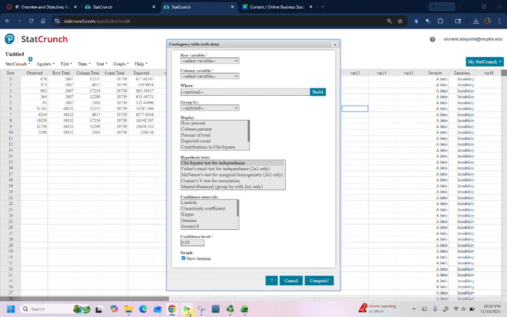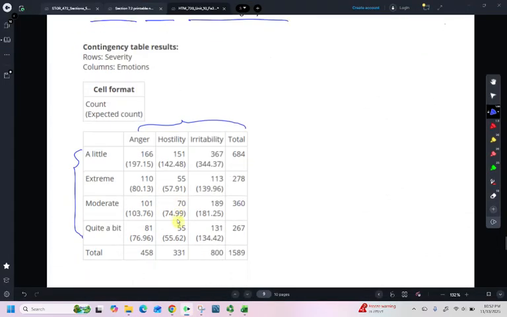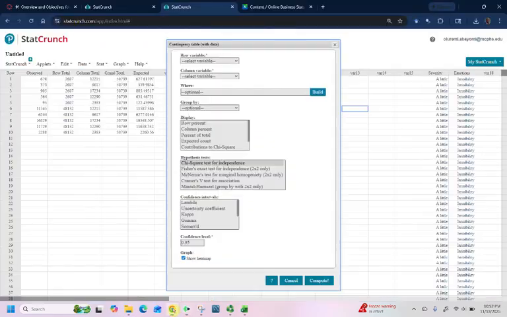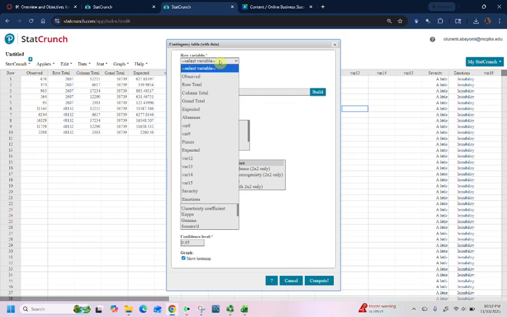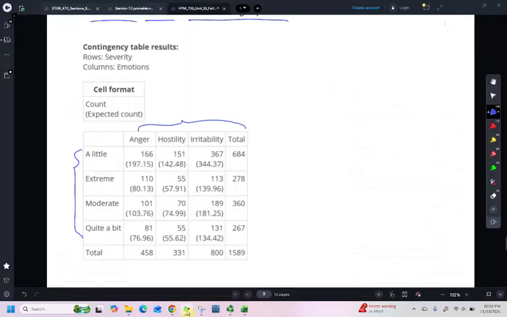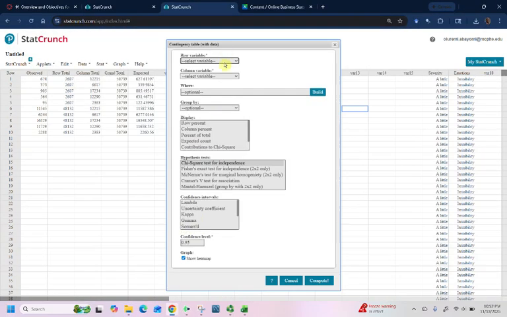So I can go to data and my row variable. If I want to replicate exactly what I have already here, I would like my row variable to be severity and emotions to be my column variable. That is just a matter of random pick. Either one can go on either dimension. So going back, for the row variable, we have severity, like we said, and the column variable is emotions. Okay, and if we want, we can look at the expected count. It can do that too for us.